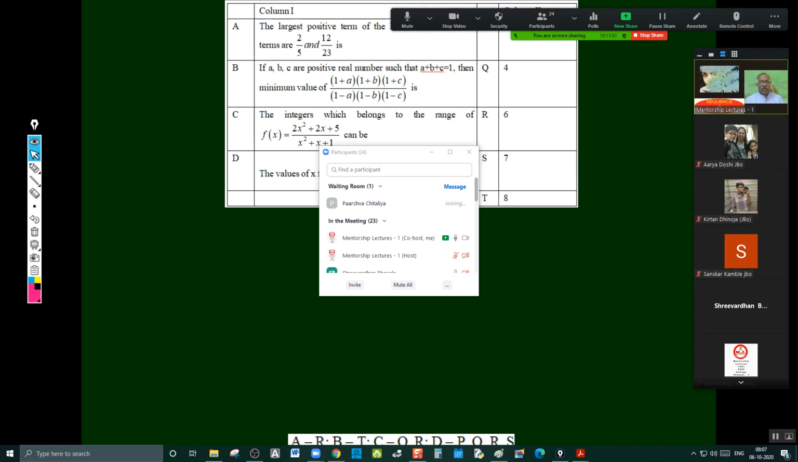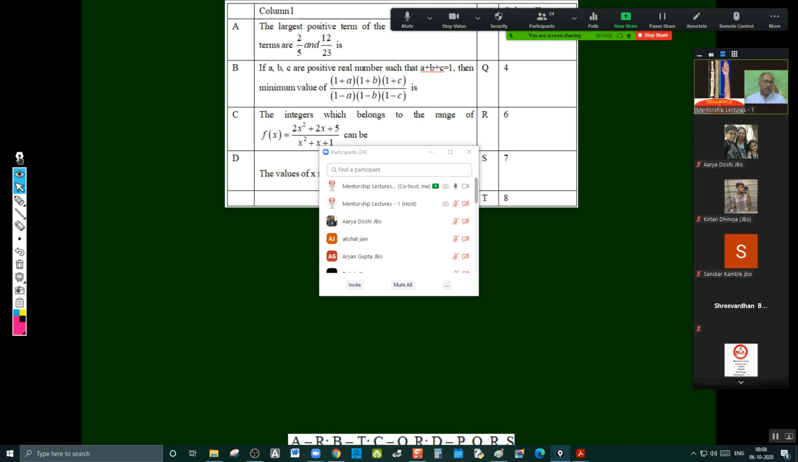If A, B, C are positive real numbers such that A plus B plus C is equal to 1, then the minimum value of (1 plus A)(1 plus B)(1 plus C) divided by (1 minus A)(1 minus B)(1 minus C).